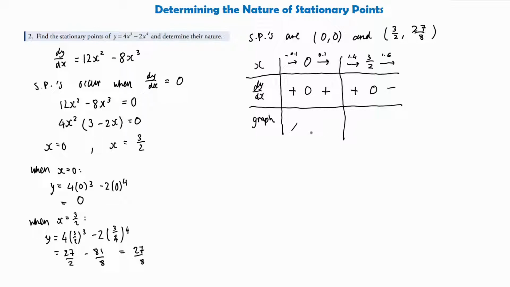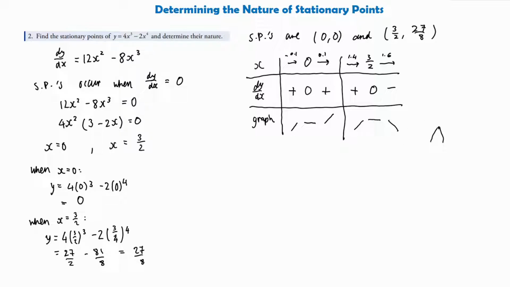We have increasing, then we have flat. Now this time we have increasing again, so it's going to look like that at that stationary point. And then over here we have increasing, then we have flat, and then we have decreasing. I'm just going to put that a little bit lower. Now because this time it goes up, across, then up, we call that our point of inflection. Whereas this one here, we can see it goes up, across, and back down. So it's going to look something like that.